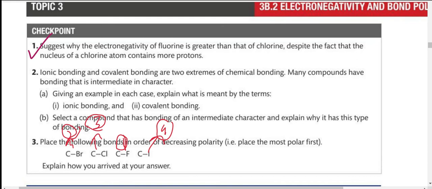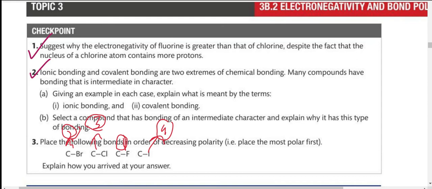Now I'm moving to question number 2 of the checkpoint. Ionic bonding and covalent bonding are two extremes of chemical bonding. Many compounds have bonding that is intermediate in character. Give an example in each case. Explain what is meant by the term ionic bond. So first of all, what is an ionic bond?